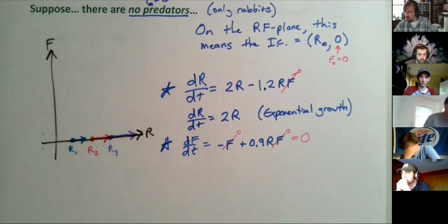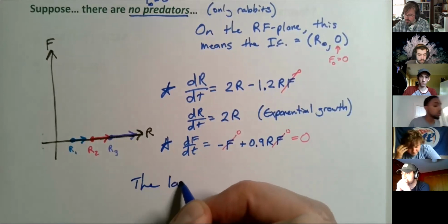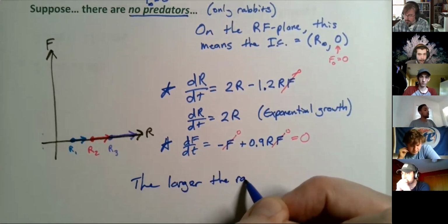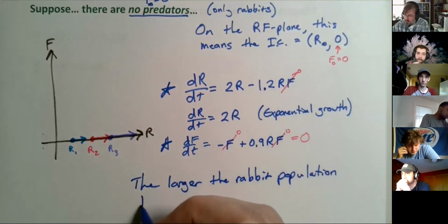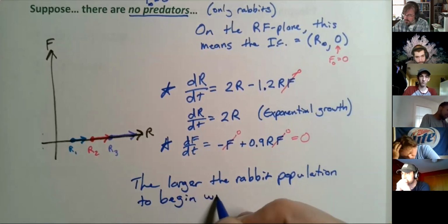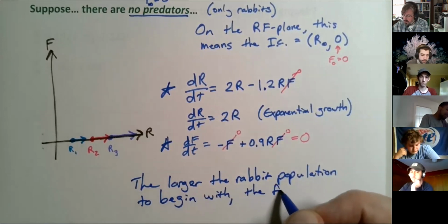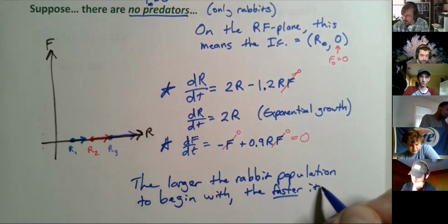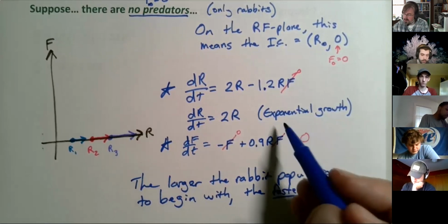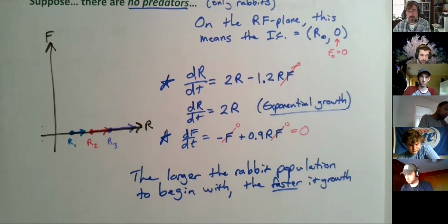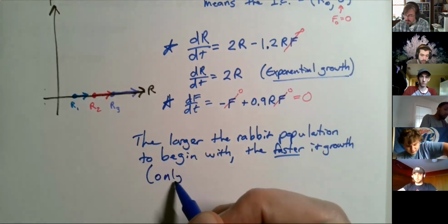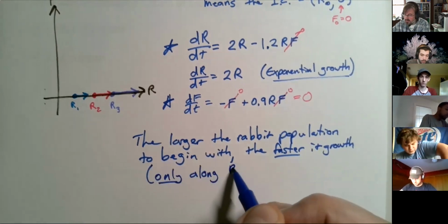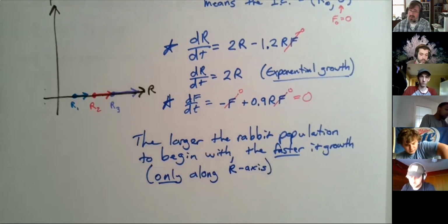Right? So the punchline for this is the larger the rabbit population to begin with, the faster it grows. That's kind of the textbook definition of exponential growth, right? The larger it is, the faster it grows. But notice it's only along the R-axis because the fox population ain't going to change. There's no foxes to begin with.